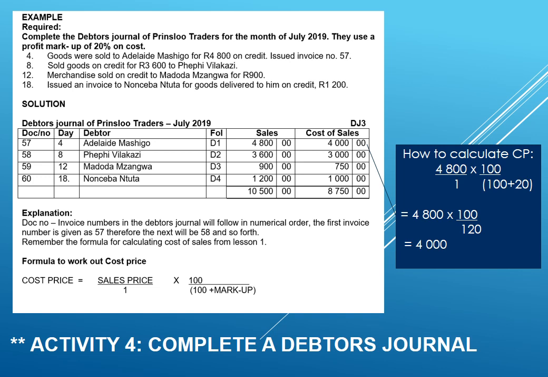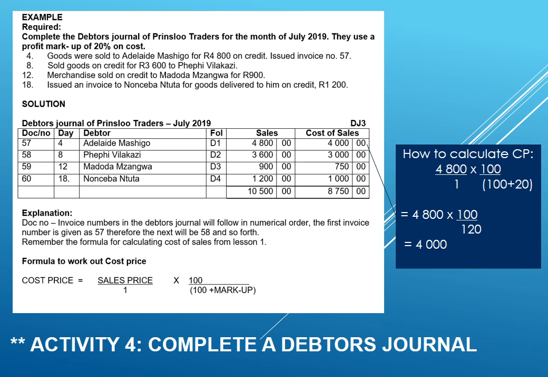The day is the 4th. The name of the debtor, Adelaide Meshigu. They did not give us the account numbers for the debtors, so then you will use your own. You'll generate your own. I just usually find it easier to start with D1, D2, and keep on numbering as I get to new debtors. So the first one was that we sold to her for 4,800 Rand on credit or on account. So in the sales column, 4,800 Rand.